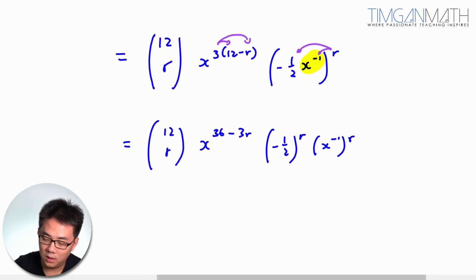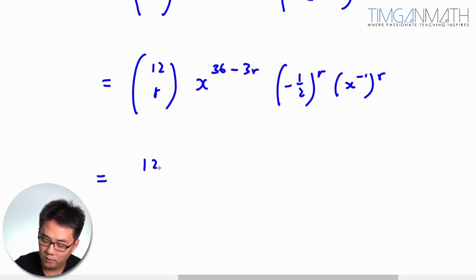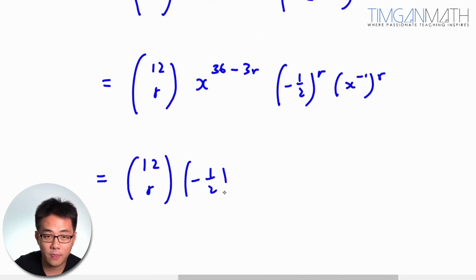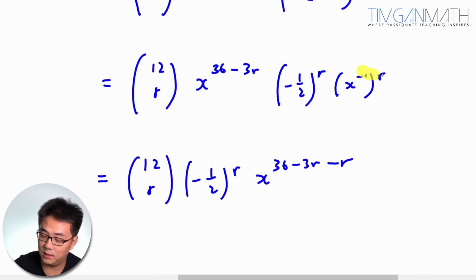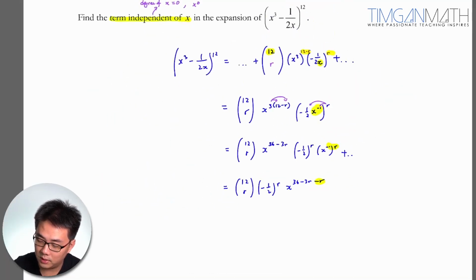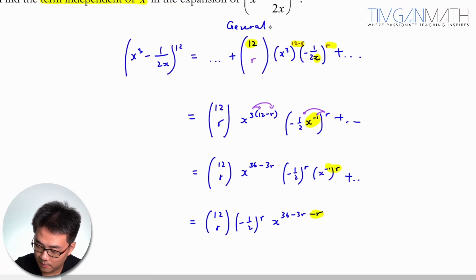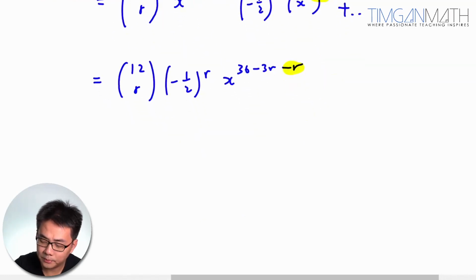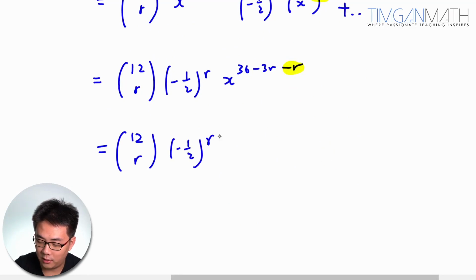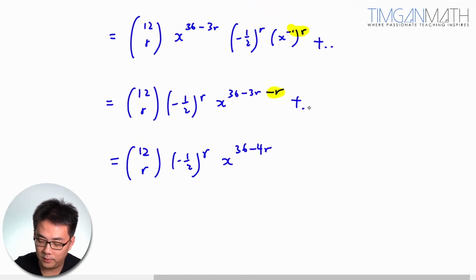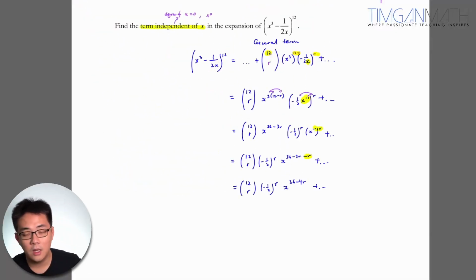So essentially what I will get is 12 choose r, negative half to the power r, x to the power 36 minus 3r minus r, because this is a minus r. So eventually what I'll get for the general term, as we call it, would be 12 choose r, negative half to the power r, x to the power 36 minus 4r. All right, so this is the general term here. Just take note.